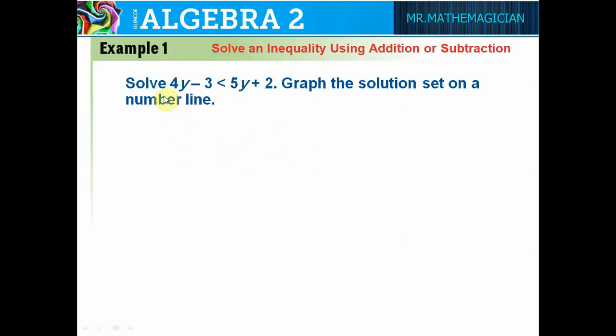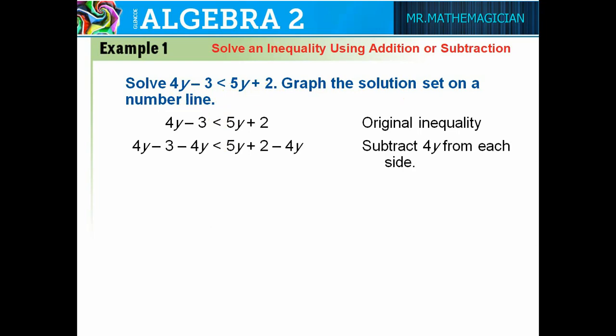Now let's solve this inequality: 4y minus 3 smaller than 5y plus 2. Graph the solution set on a number line. This is the original inequality, and of course we need to get the y's together and the numbers together. So you can subtract 4y from both sides to cancel this 4y.